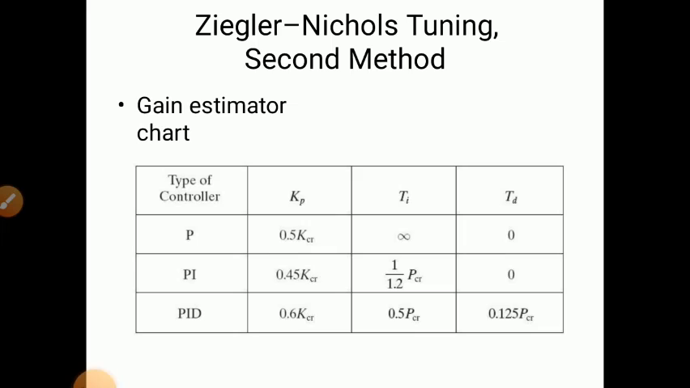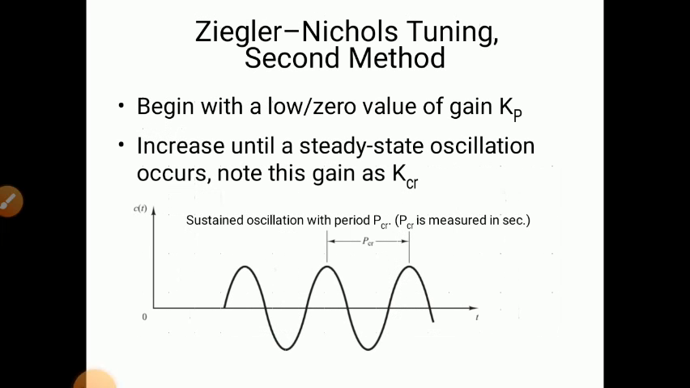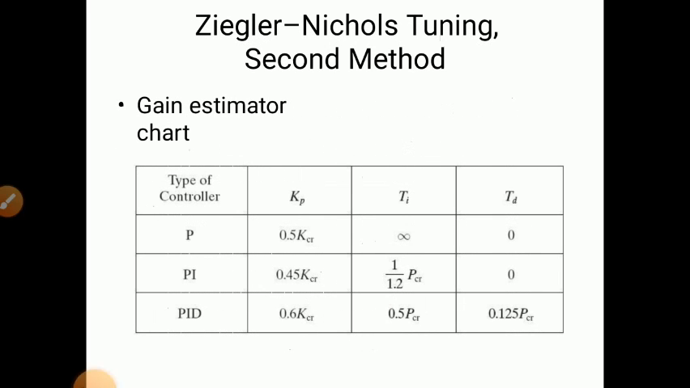Next, this is the gain estimator chart. Here we have to measure Kcr and Pcr from the diagram. In this diagram, Pcr is the distance between two peaks, and Kcr is the gain at this point. We put these values in this table, and from the table we get the values of Kp, Ti and Td for different types of controllers.